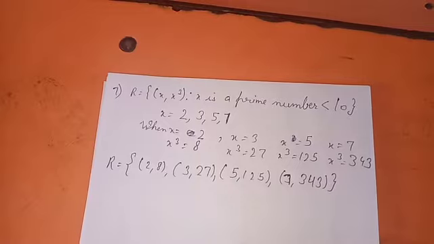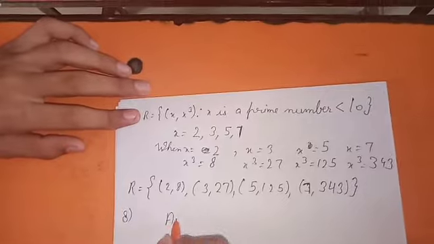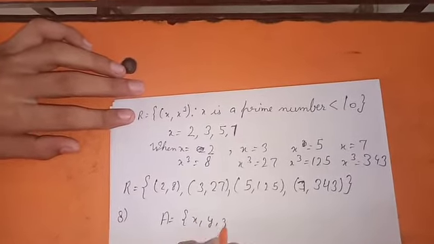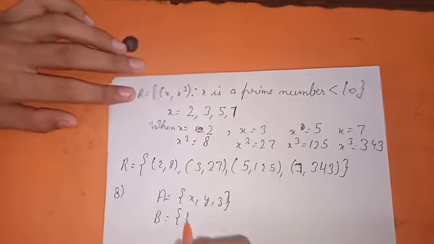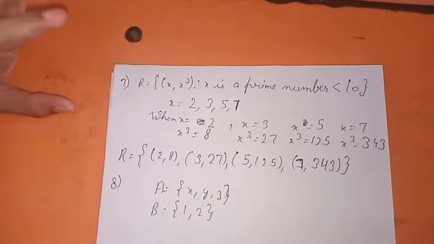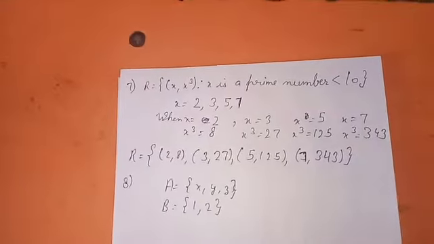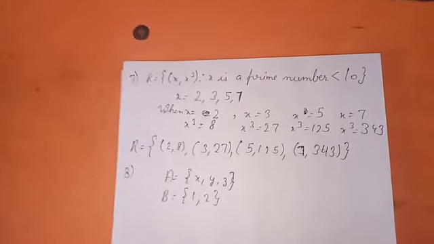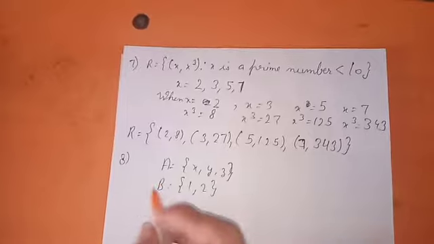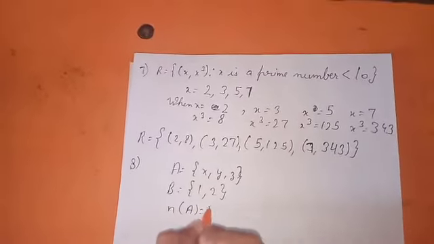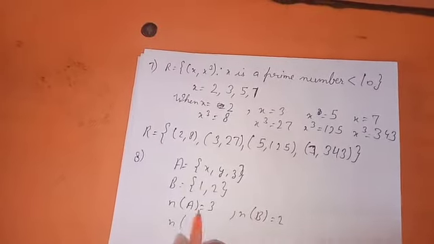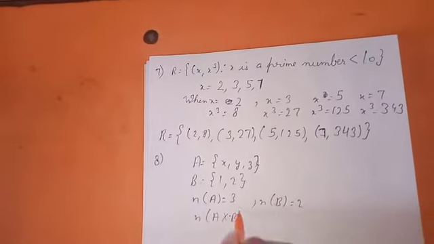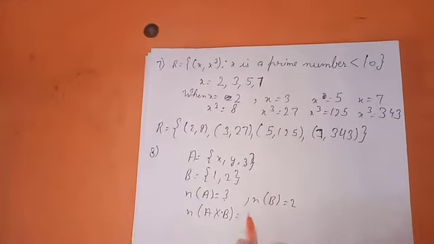The 8th question: in this we are given two sets, A with elements x, y, z and B with elements 1 and 2, and they are asking how many relations can we form. So what was the formula? First of all, what is n of A? n of A is 3, n of B is 2, and n of A into B will be what? This into this, that means 6.